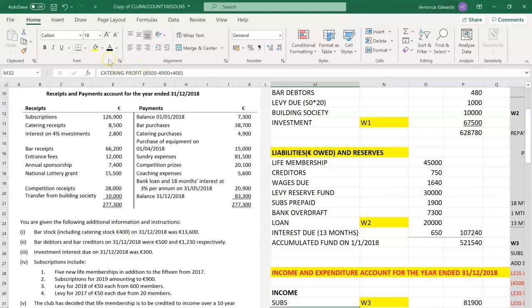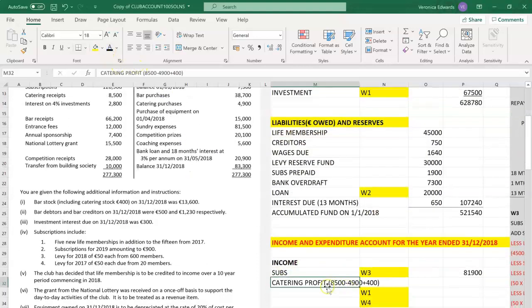So the working is going to look something like this, and I have it in a bracket here, okay? You take money in, 8,500, subtract money out, that's your purchases, 4,900, but then add back on the 400 closing stock because it hasn't been used, okay? So to get a true idea of what your profit is, you need to consider the fact that you still have some items sitting there unused in closing stock. So you add that back on again. You don't include that as a deduction, okay? So your catering profit, if you work it out, is €4,000.